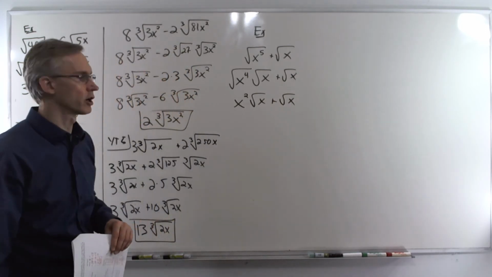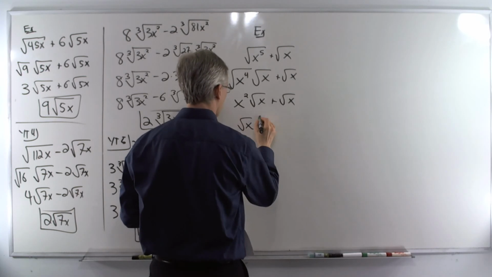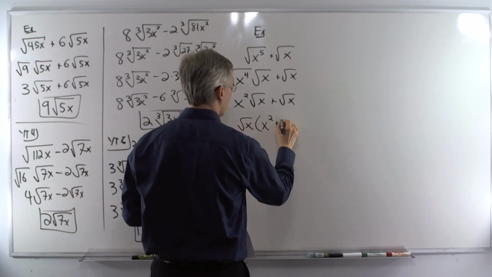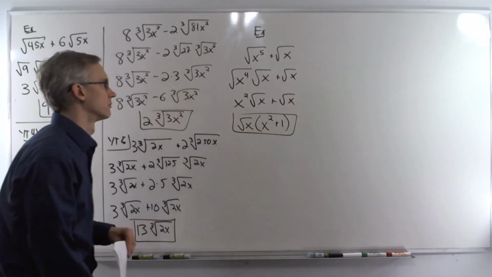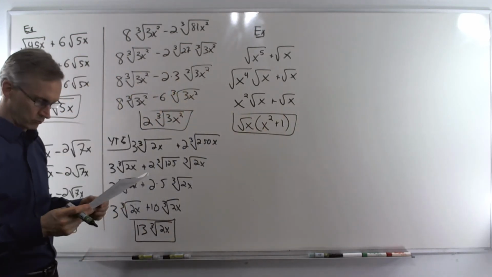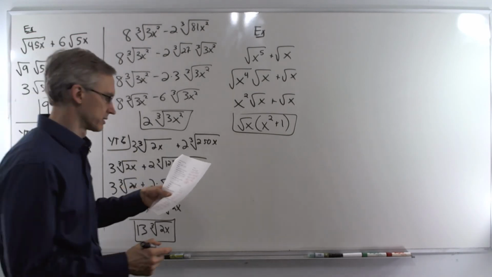Now to make it all one term, we want to factor out the square root of x. And we put x squared plus 1 in the parentheses. Your turn number 6.